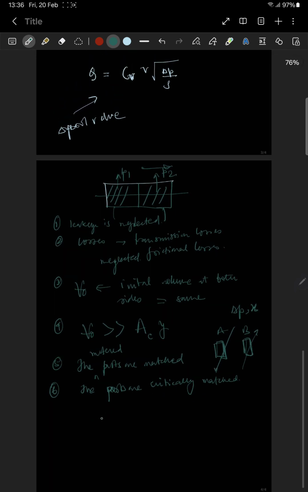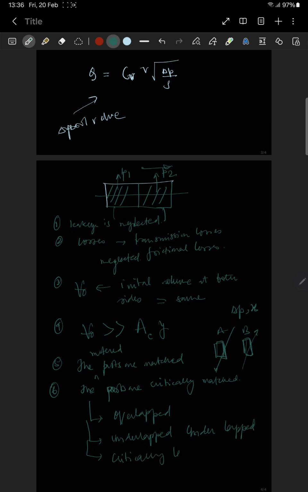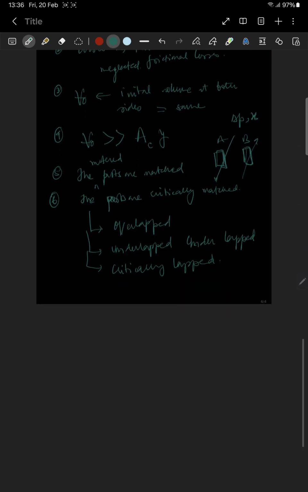Critically matched means, at this point, let me define three things. Overlapped, underlapped, and critically lapped. Let me define these three things first.